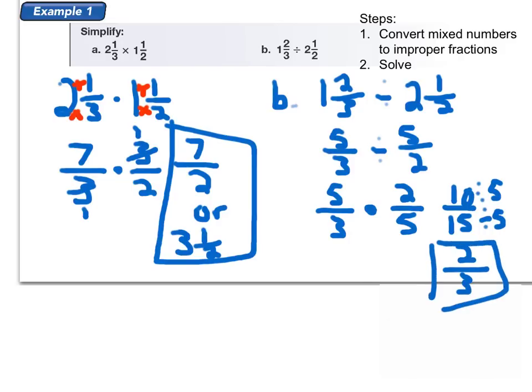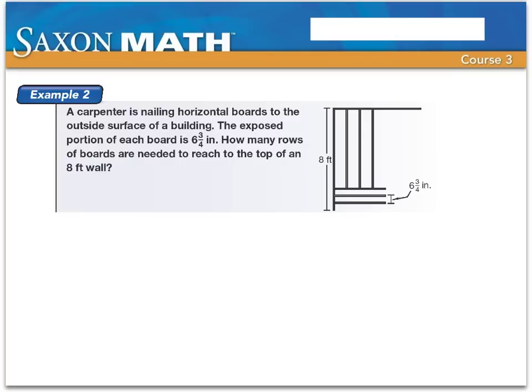So again, steps: convert mixed numbers to improper fractions, and then solve them like we learned when we were multiplying and dividing fractions. Alright, let's go on to one more example. Example 2 says a carpenter is nailing horizontal boards to the outside surface of a building. The exposed portion of each board is 6 3/4 inches. So this little space in between is 6 3/4 inches. How many rows of boards are needed to reach the top of an 8-foot wall?